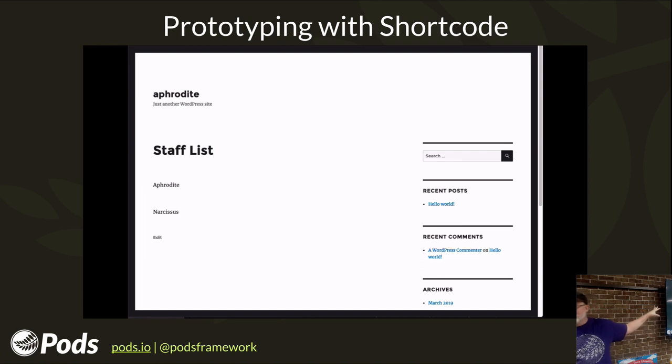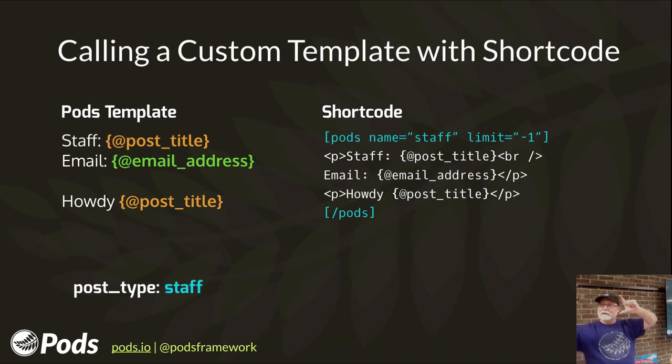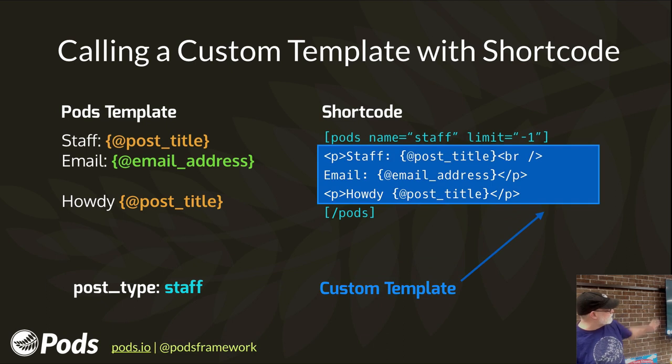Very ugly staff list, but at least it works. And the whole concept is that that little box, that little thing that says custom template, that's that section in between pods named staff and pods. So this right here is a custom template. That thing can be pulled out and put in the database in the thing we call pods templates, so that those little pieces can be edited and used elsewhere.